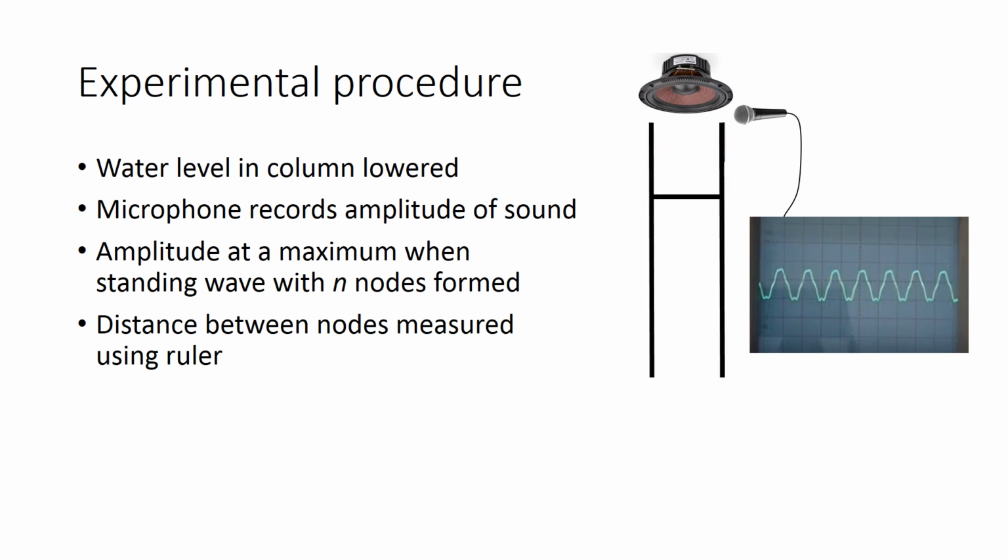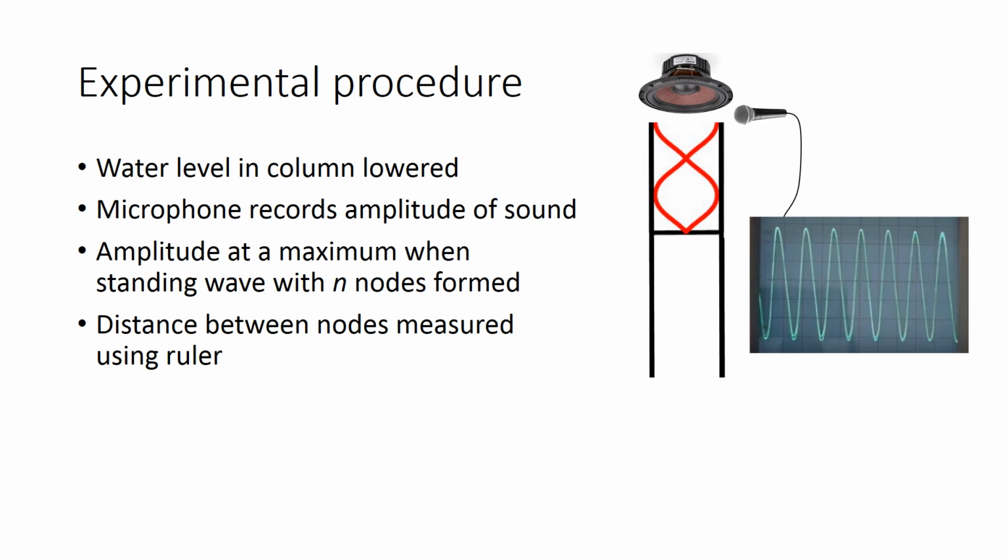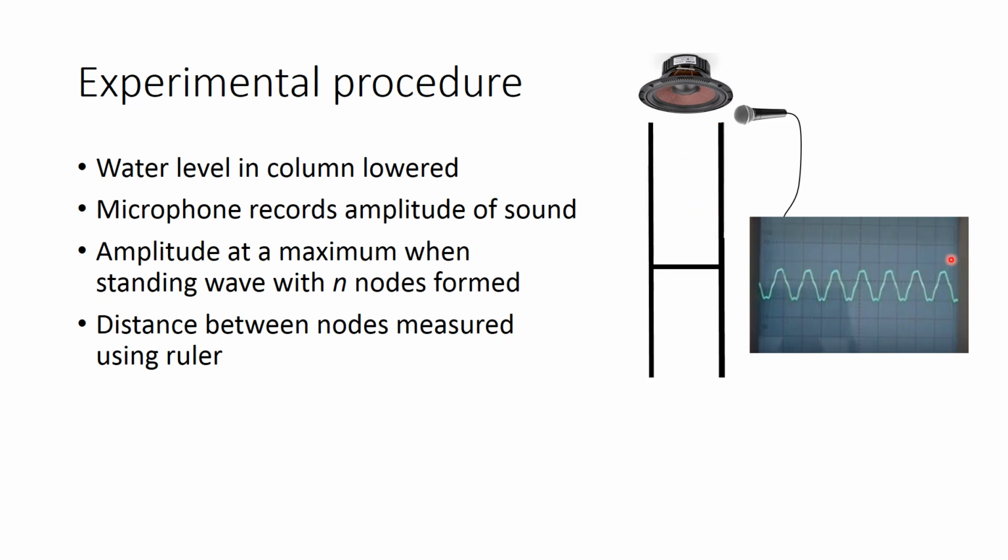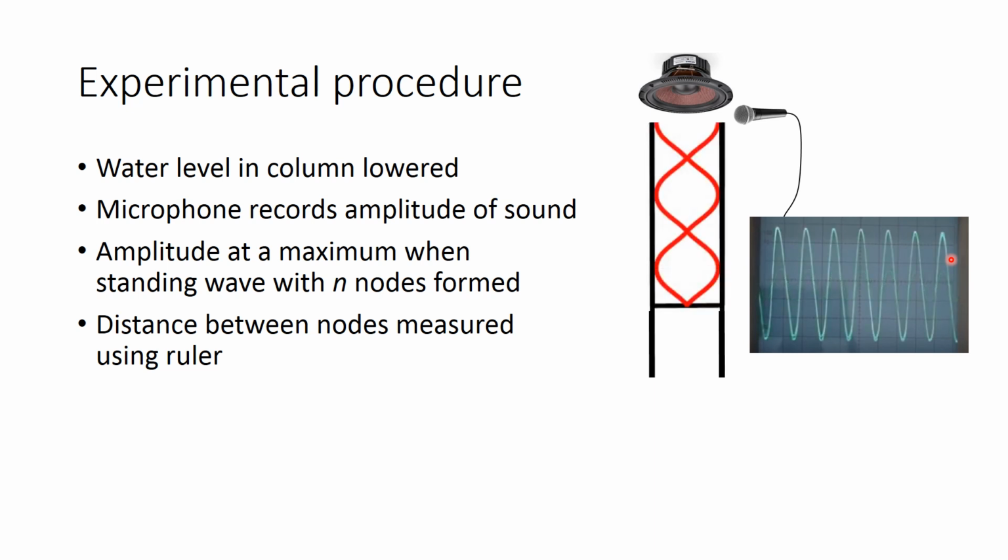As this changes, we will have a period of destructive, as shown, and constructive interference. When we have constructive interference, as shown here, a standing wave is formed, which means there is an increase in the amplitude recording. Sometime later there will be some destructive interference, meaning no standing wave is formed and the recorded amplitude is lower. When the amplitude is at a maximum, we will have n nodes formed. So in this example here we have 2 nodes formed.